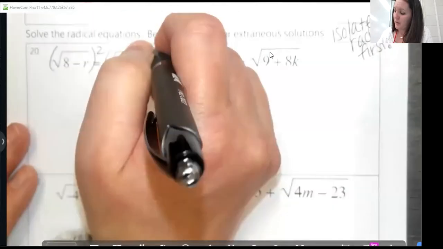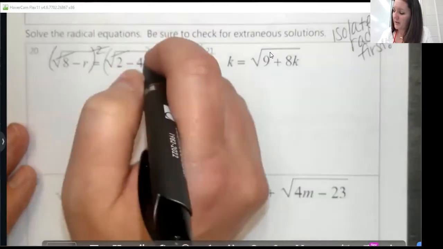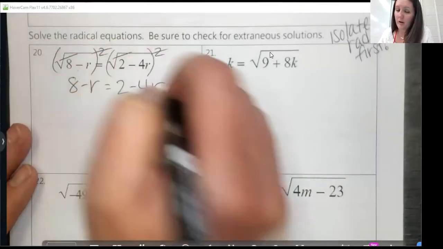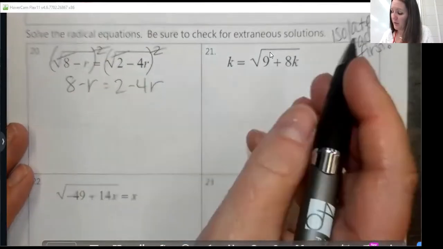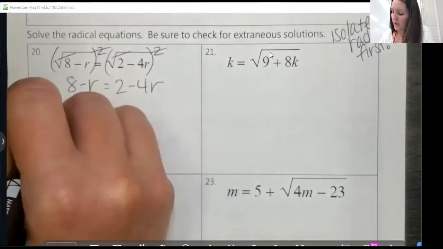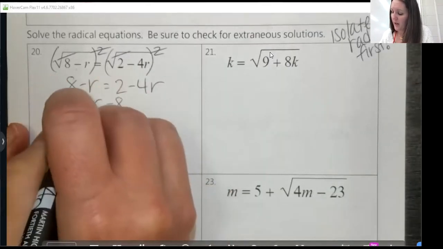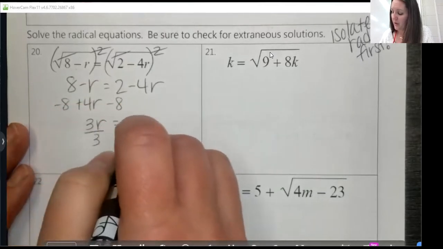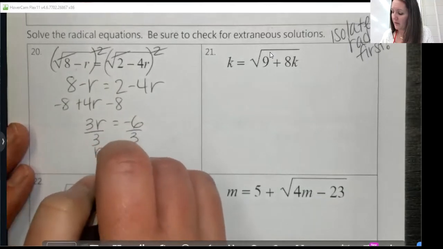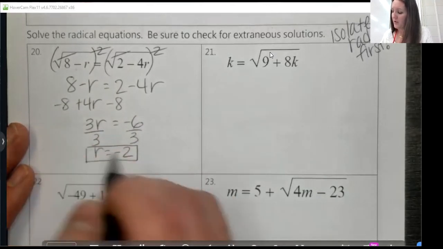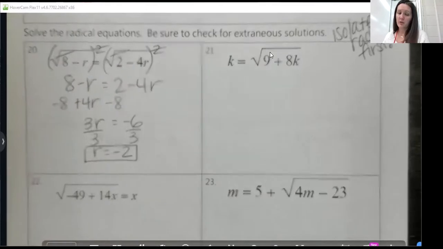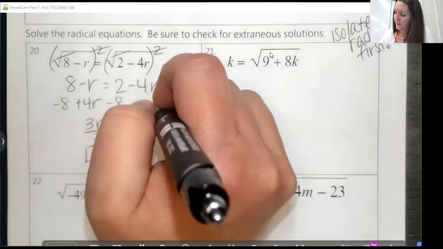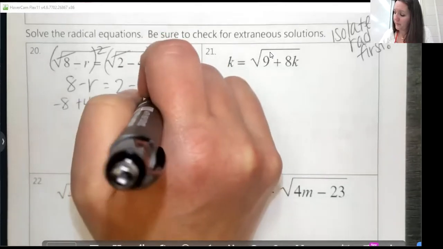So I'm going to square both of them, and that's great because that cancels everything here. So we have 8 minus r equals 2 minus 4r. Now I just solve it like a regular equation. I'm going to add the 4r over here and subtract the 8. So we have 3r equals negative 6, divide by 3, and r equals negative 2. Now it tells me, be sure to check for extraneous solutions. So I need to make sure that this negative 2 is actually an answer.